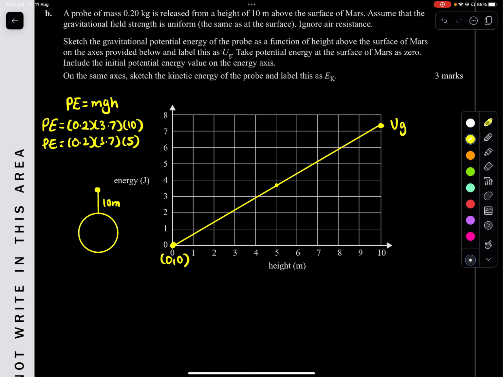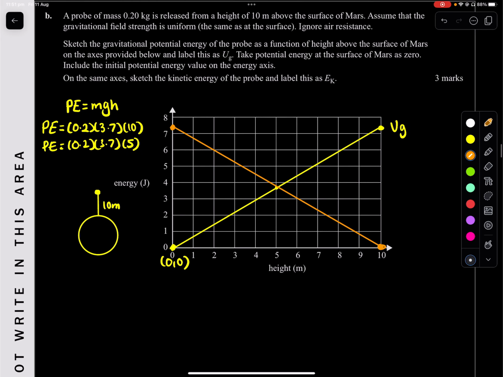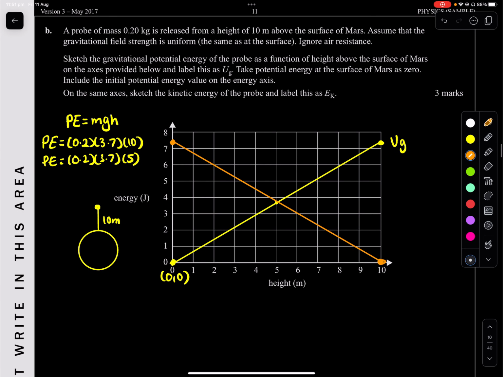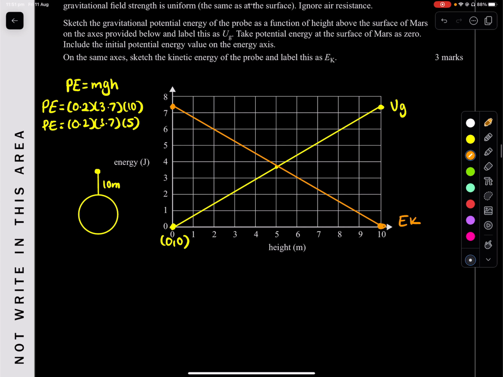So what does that mean? Well, let's use a different color. When the UG, your actual potential energy, is 0, that's where your kinetic energy is at max. So it would still have the same energy. And when it's at 10 meters, that's when your potential energy is at max, but your kinetic energy is 0. So that'll be over here. So you pretty much will have a graph that looks similar to this. Perfect. And we can call that EK.